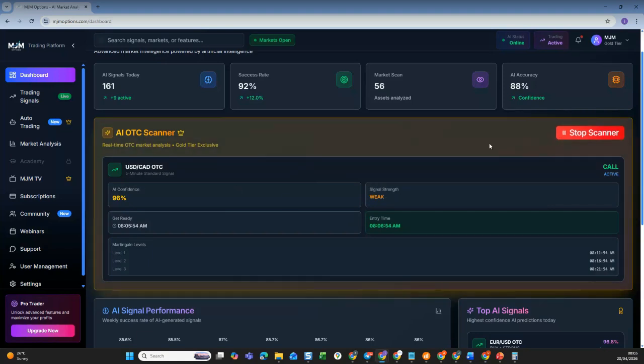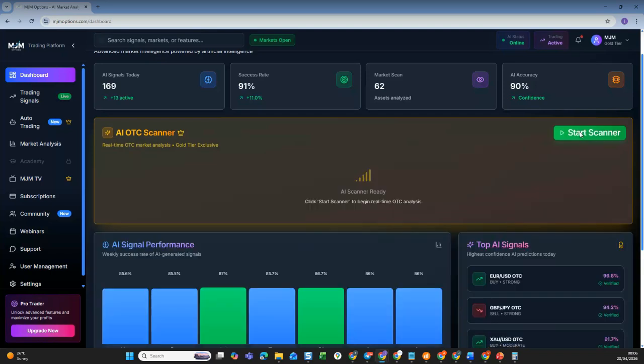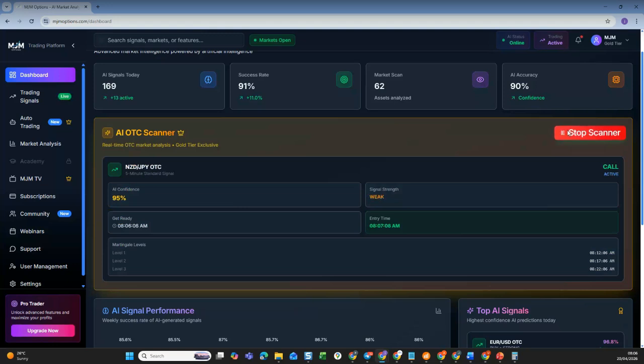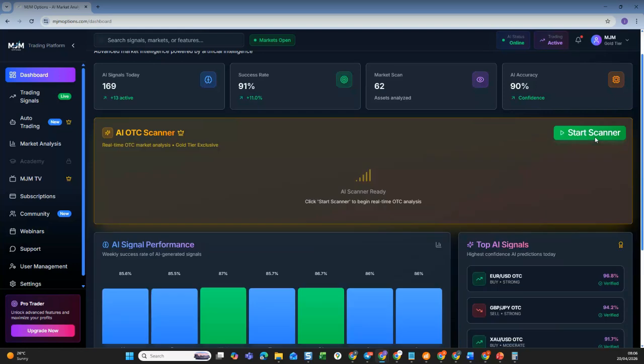96 weak, 73 moderate, 85 weak, 75 no. You are looking for 90 to 95, but then the signal strength is weak. 86 strong, 71 moderate, 97 moderate, 82 no, 95 but it is moderate, 98 and it is strong.